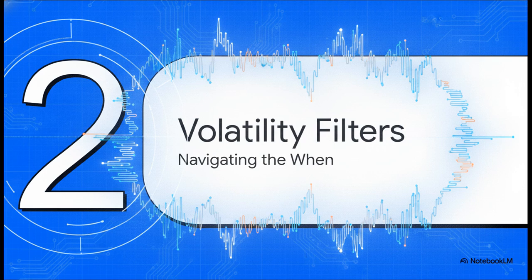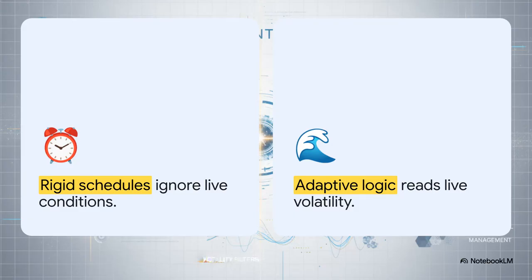Moving right along to Module 2, Adaptive Market Volatility Filters, or basically navigating the when. You see, standard trading logic usually relies on these super rigid time schedules, like only trading the London or New York sessions, while completely ignoring live, on-the-ground conditions. But the Quantum Cobra? It takes a session-agnostic approach. It literally doesn't care what time it is on the clock. It strictly reads live volatility to decide if it's actually safe to enter the market.